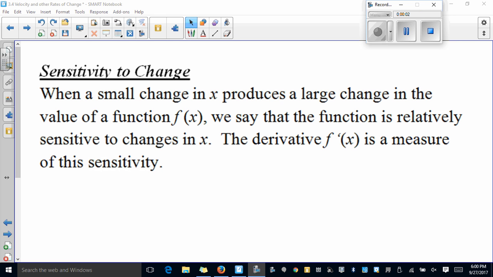Alrighty then, day 3 of 3.4. This one's actually a very, very short one. I probably could have thrown it on the last video. That's all right. Again, our objective is to use derivatives to analyze straight line motion and solve other problems involving rates of change.